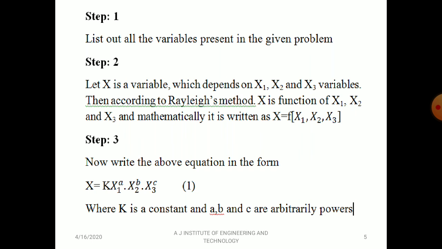Next, let's go for step 3. Now write the above equation in the form x equal to k into x1 to the power a into x2 to the power b into x3 to the power c. Take it as expression 1. So we rewrite x equal to function of x1, x2, x3 in this format, with exponents a, b, c, and k is a constant, a dimensionless term.